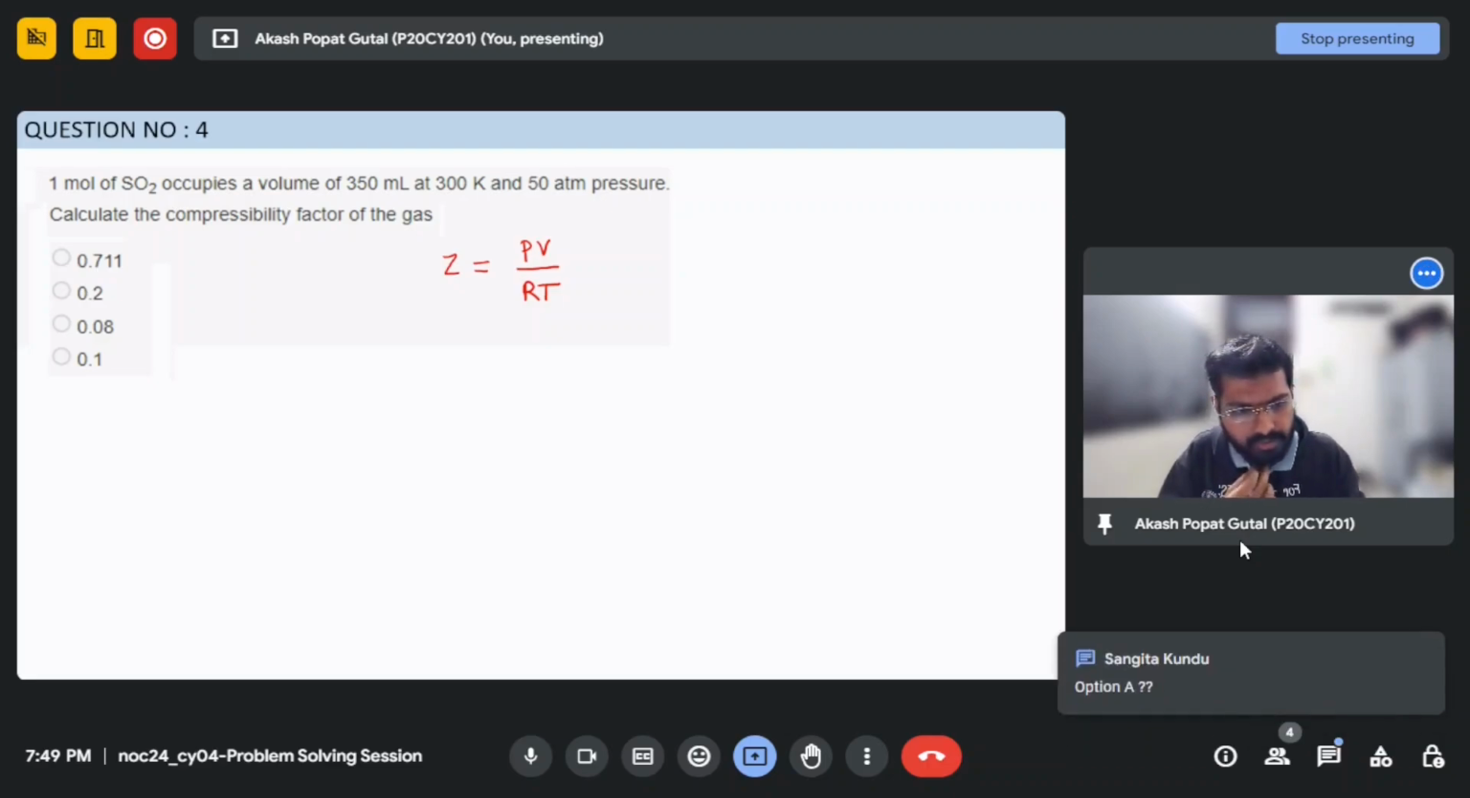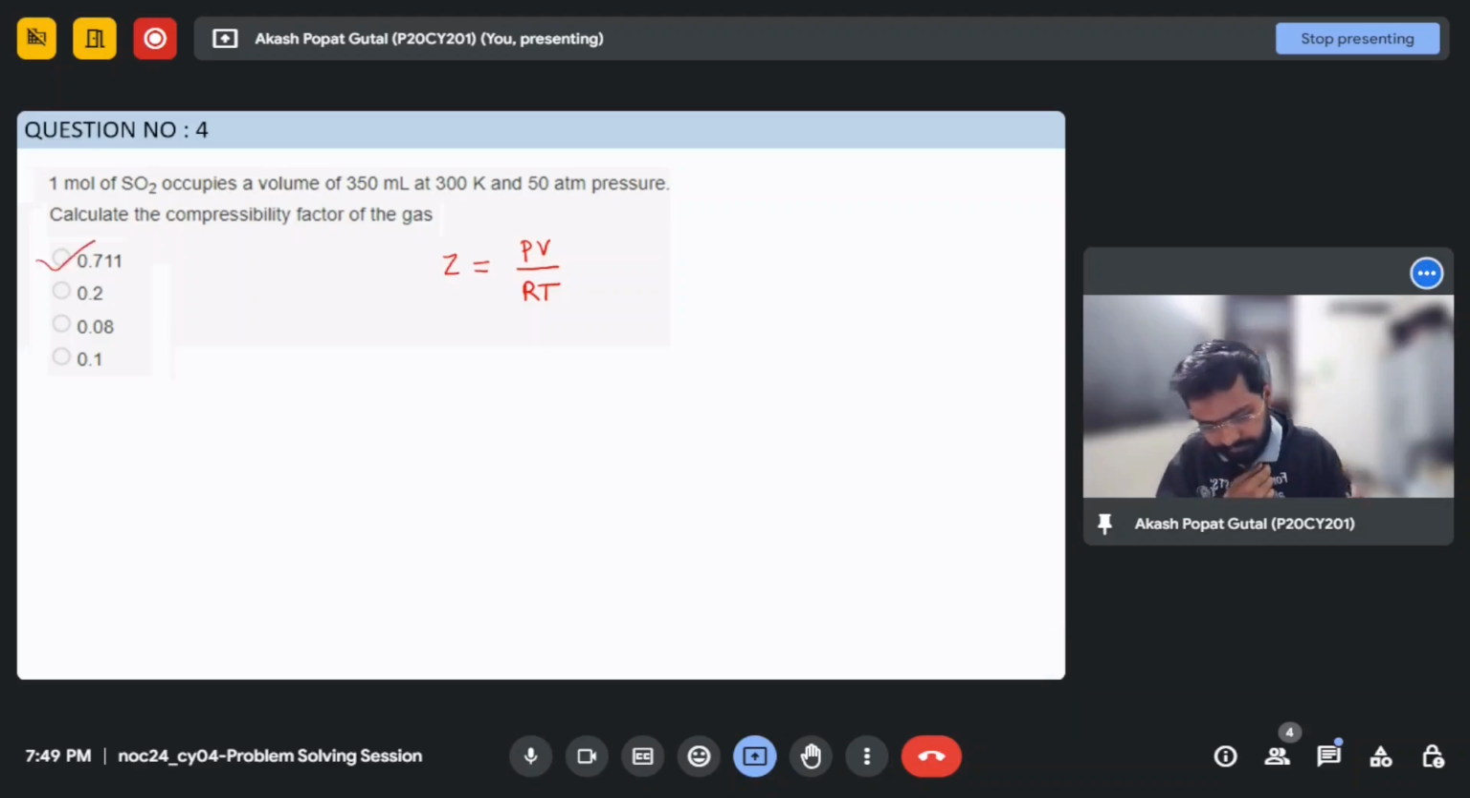Yeah. Sangeeta is right. Option A. So Z is equal to... we just extract the given things. N is equal to 1, and we have the volume is 350 ml at 300 Kelvin. At pressure is 30 atm.